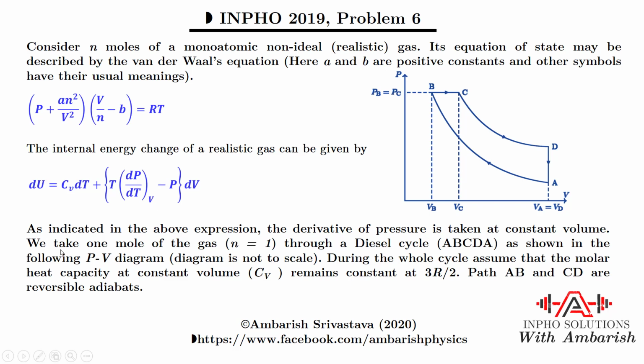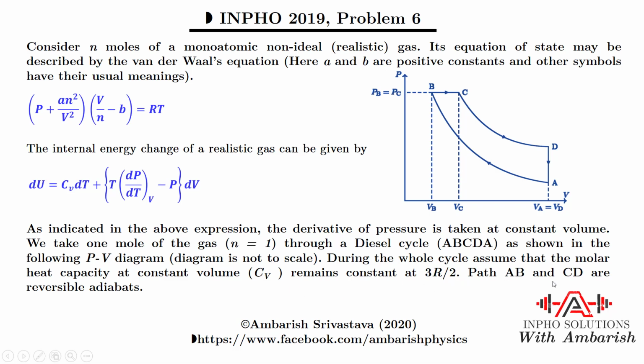We take 1 mole of the gas, n equal to 1, through diesel cycle A, B, C, D, A. So here's the cycle A, B, C, D, A. This is a diesel cycle. As shown in the following PV diagram, the diagram is not to scale. During the whole cycle, assume that the molar heat capacity at constant volume Cv remains constant at 3R/2. So it is just like a monoatomic ideal gas, the Cv is like that.